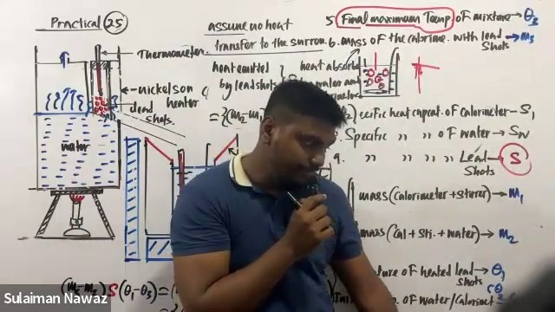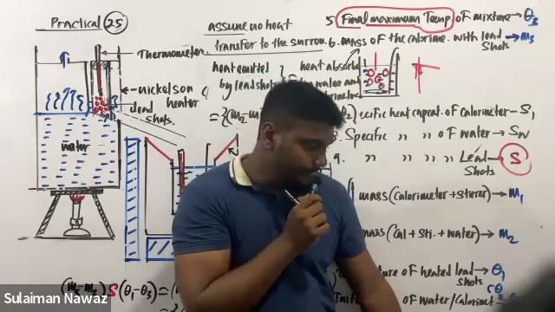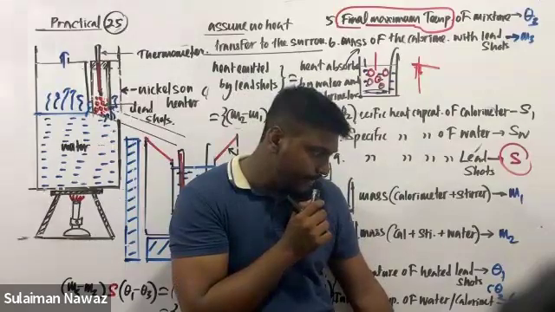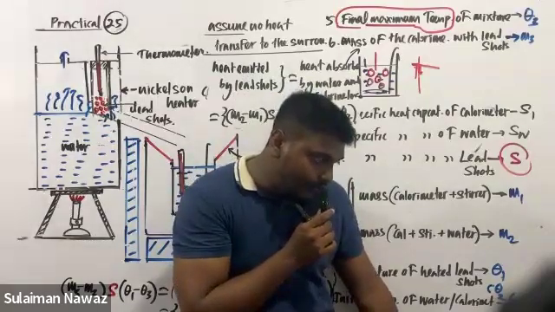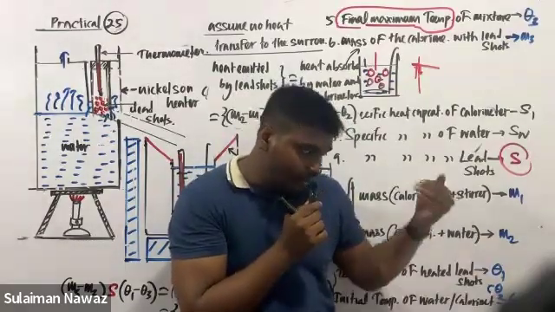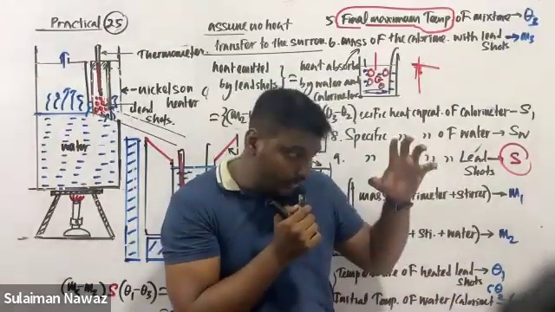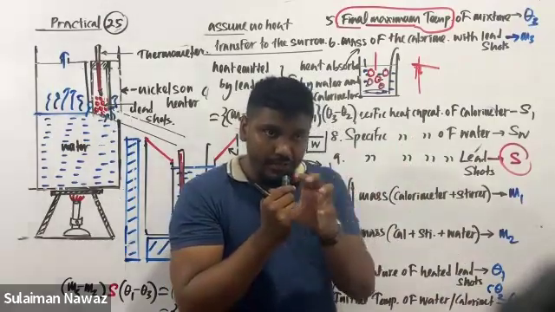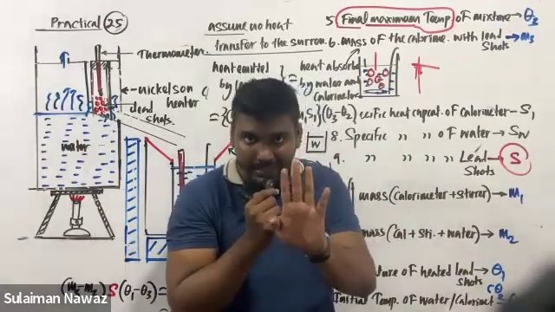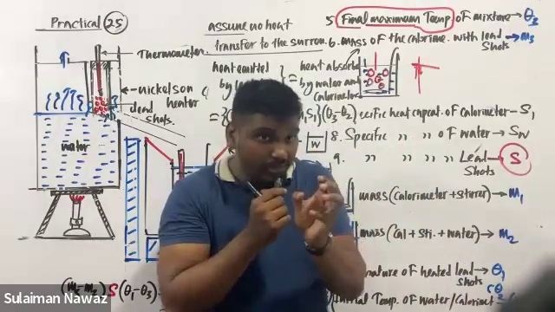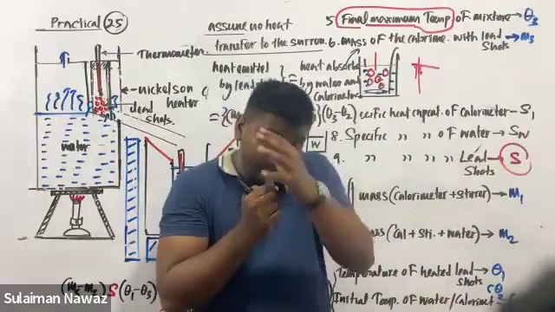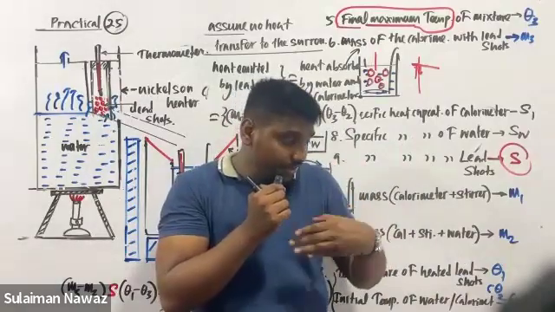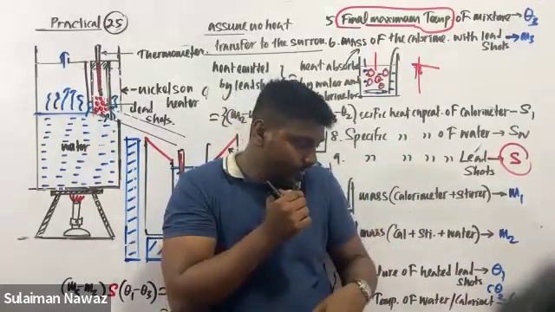Discussion is important. Now, first point they are saying: the Nicholson heater is useful for heating lead shots to a known temperature without contact with the water. I already told you, right? So we use this Nicholson heater to heat the lead shots to a certain temperature without contact with the water. Why?